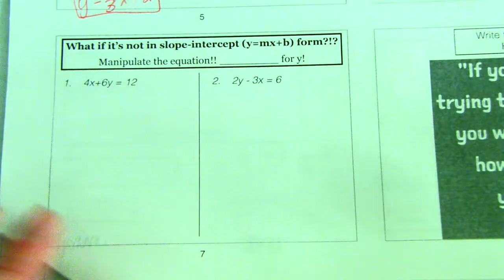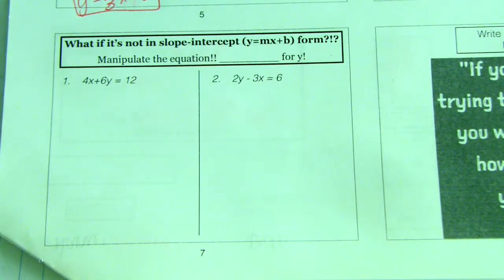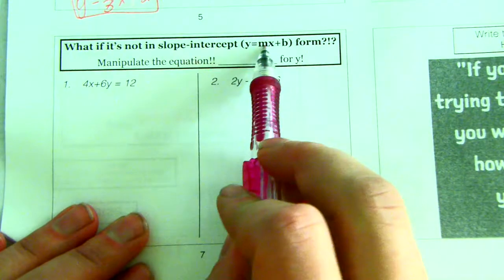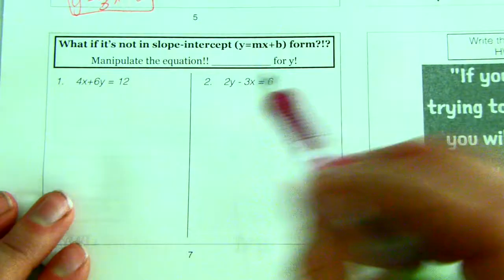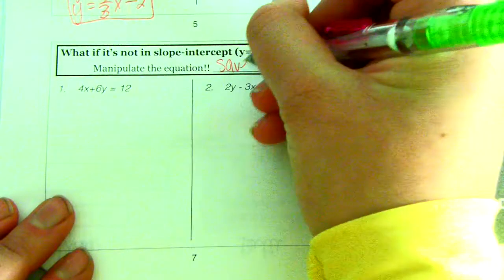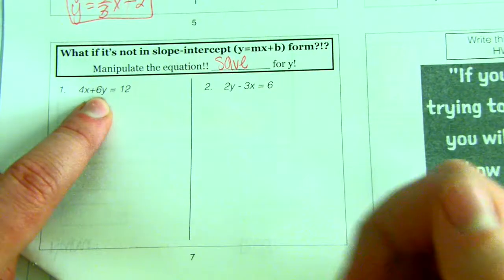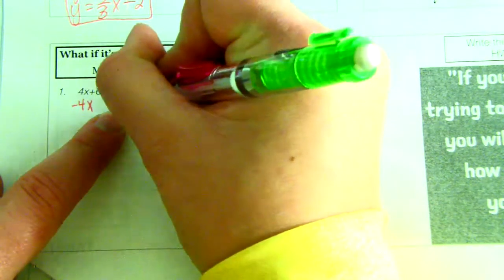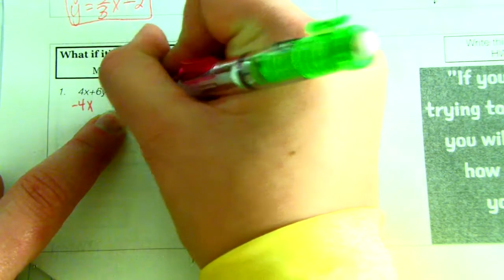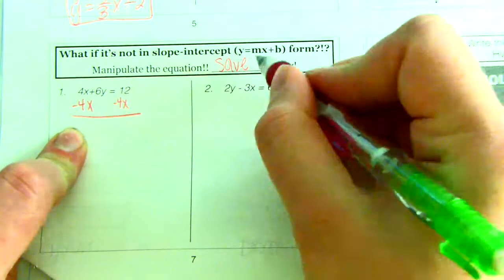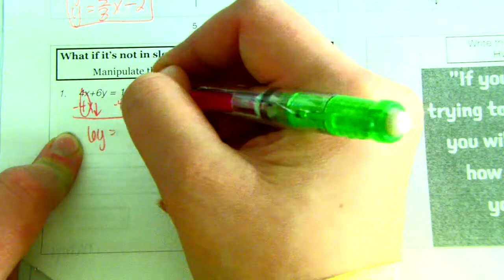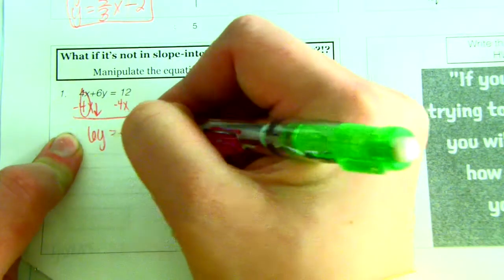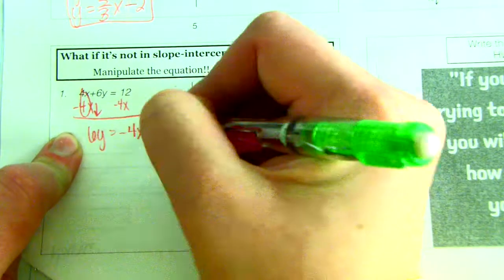What if, for some reason, we have to graph something and it's not in slope-intercept form? Well, all we have to do is manipulate the equation. We're going to solve for y. So if I want to get y by itself, I would subtract 4x from both sides. Now I'm going to write it between the equal sign and the 12, because I want to put it first so that I have mx. So I bring my 6y down, and I can't subtract those, but I'm going to put the mx in front, plus 12.